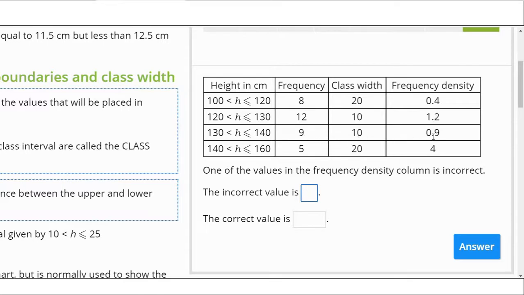9 is true. 5, this is wrong. It should be 5 divided by 20, it should be how many? 0.25, right? Yes, 0.25. The incorrect value is 4. The correct value is 0.25. So this one is incorrect. It should be 0.25, it's not 4.